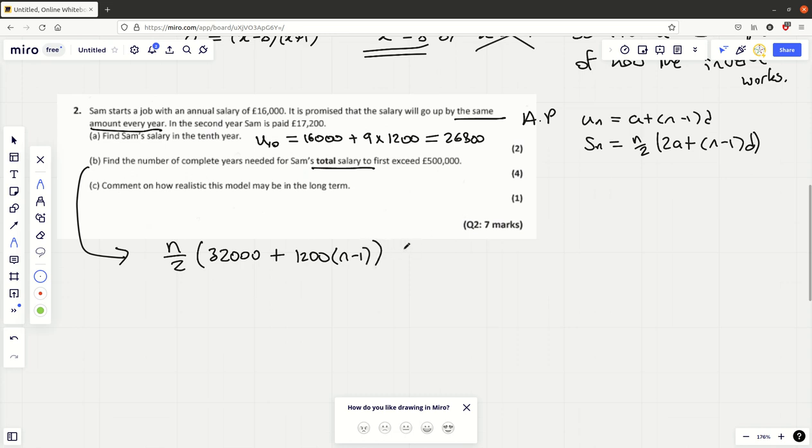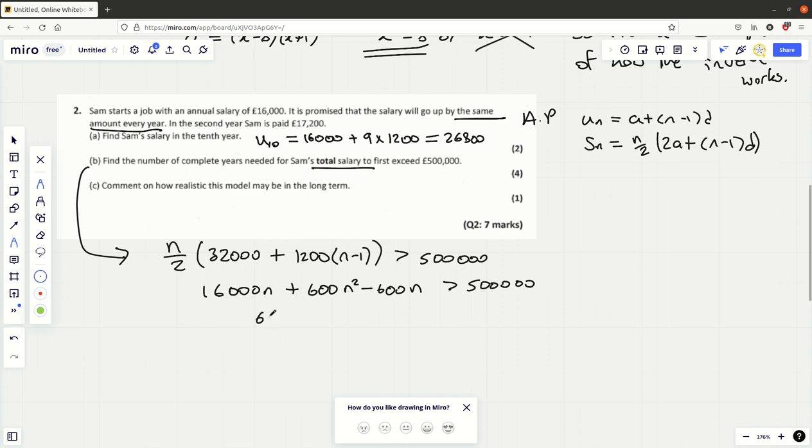We want that to be greater than 500,000. Okay, so I probably times by 2 first. Oh, actually, I might times a half into here. So we're going to get 16,000n plus 600n squared minus 600n is greater than 500,000.